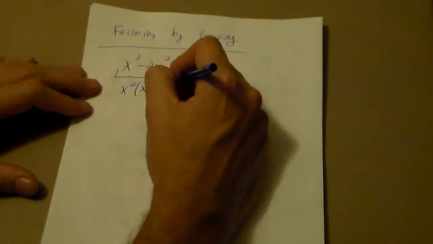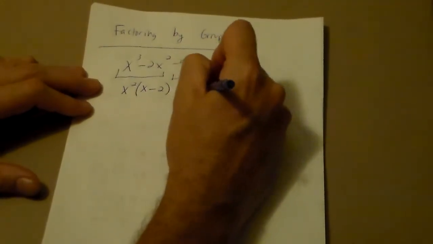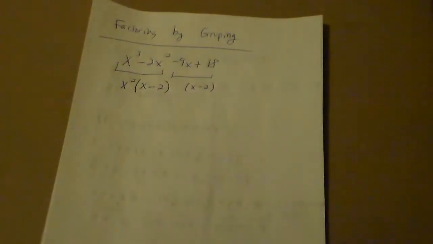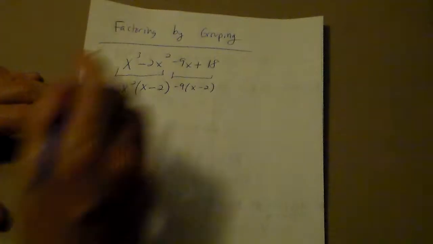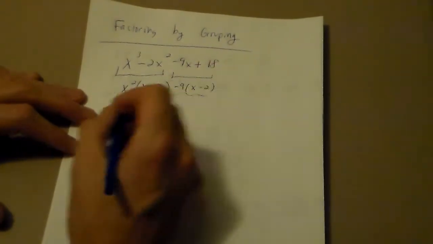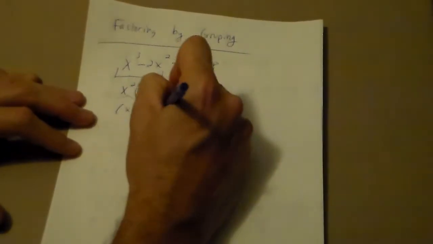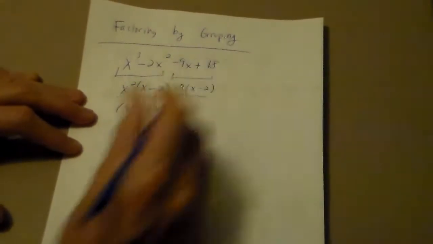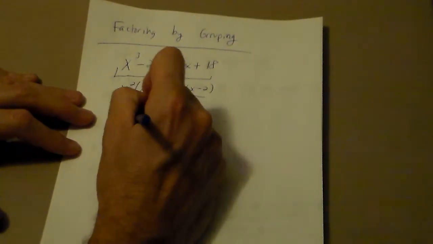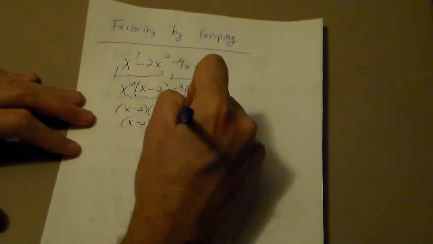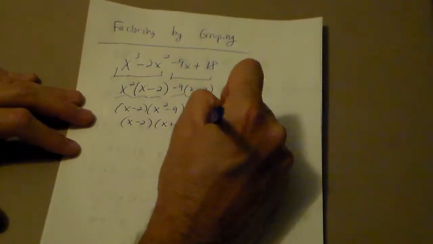Now, for this to work, I need this to say x minus 2. So what do I have to take out for that to say x minus 2? My GCF from those two terms would be negative 9. What do you see over here that you also see over here? X minus 2. What are you left with? X squared minus 9. That can be factored again: x minus 2, x plus 3, x minus 3.